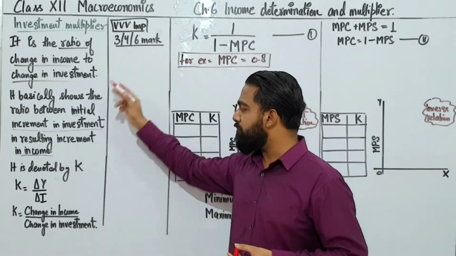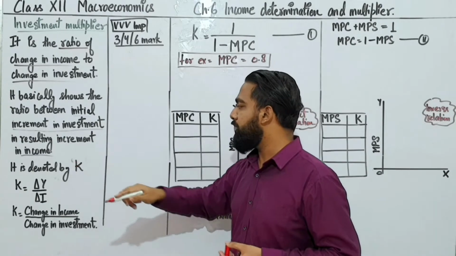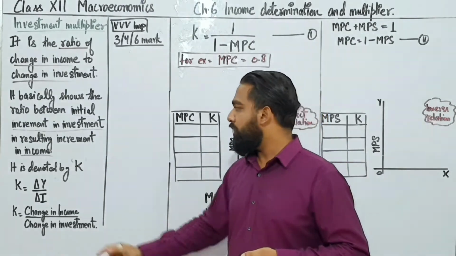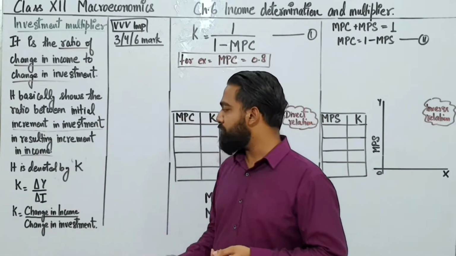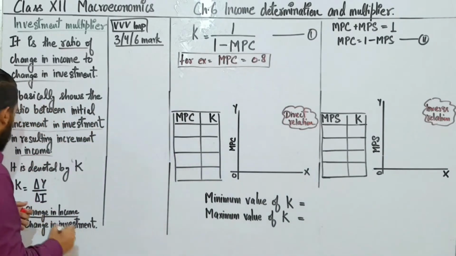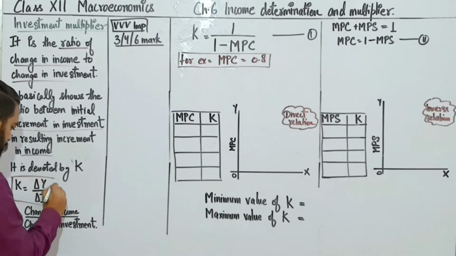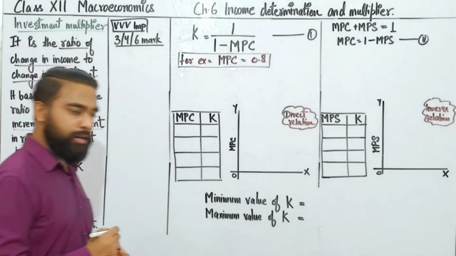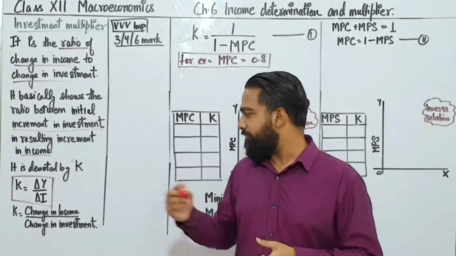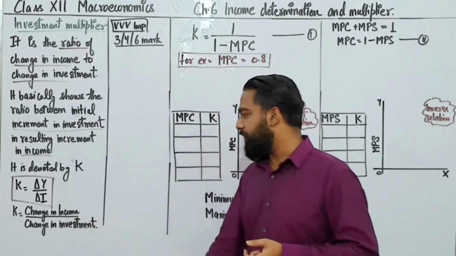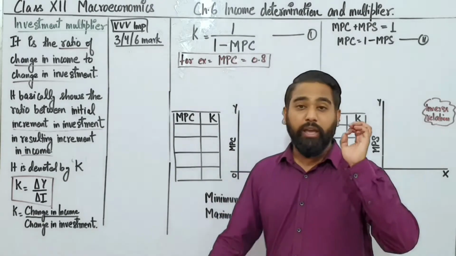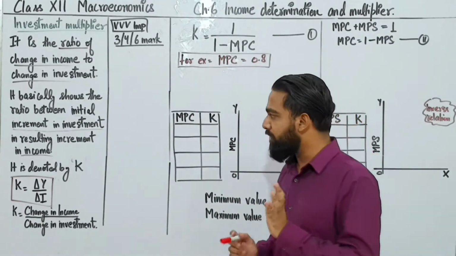Now this investment multiplier is denoted by K. The formula for investment multiplier is K is equal to delta Y upon delta I. Delta Y means change in income and delta I means change in investment. I hope you have understood this.